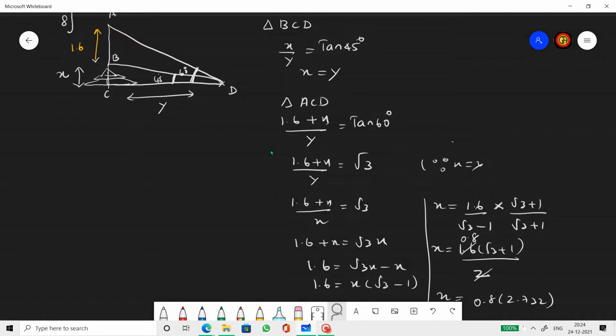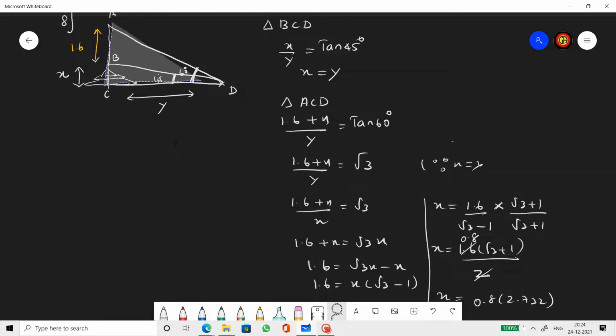So we know the angles, and we know the height of the statue. We've been asked to find the height of the pedestal, BC. First, taking triangle BCD, in which all three sides are missing. But since we are aiming to find x, I am taking x by y, and x by y is nothing but opposite side by adjacent side, which is tan 45. Tan 45 value is 1, so we get x equals y.